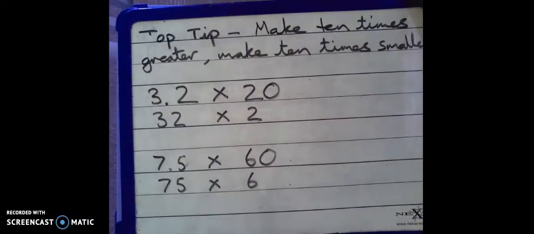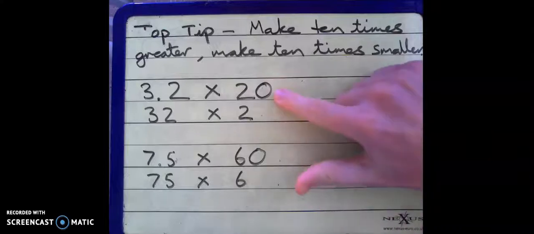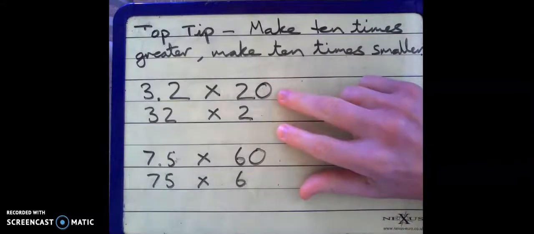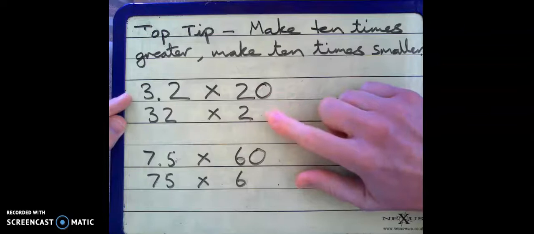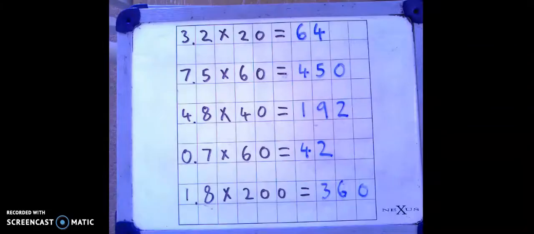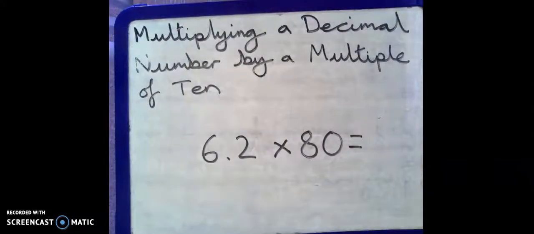So let's just remind ourselves of that top tip for this type of calculation. Whenever we have a multiple of 10, we can always increase the other side of the calculation by 10. It means that this side must become 10 times smaller. That is our lesson on multiplying decimals by multiples of 10.